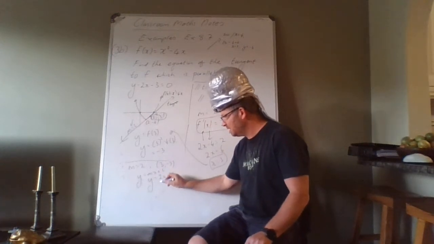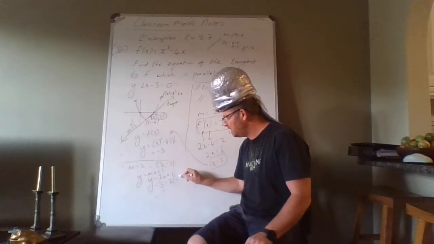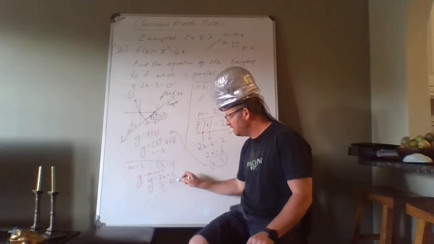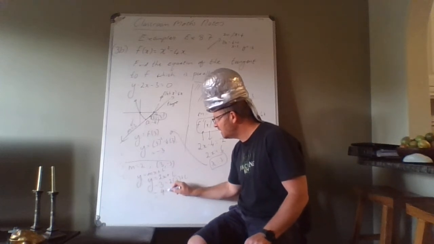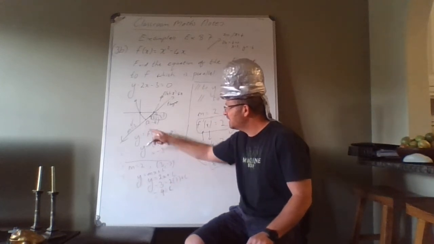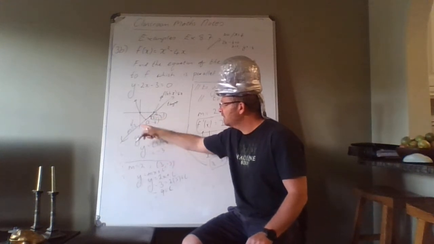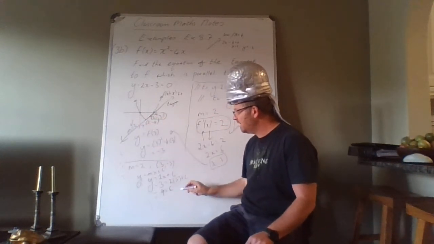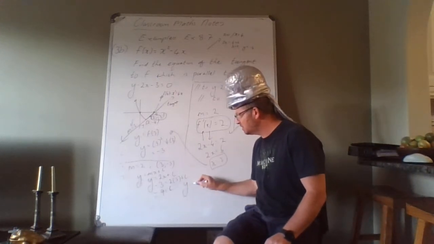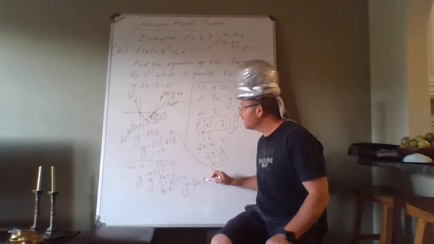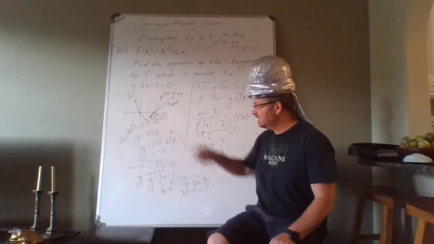To find c, I substitute in the point. Negative 3 is equal to 2 times 3 plus c. So negative 3 is equal to 6 plus c, so negative 9 is equal to c. If I had a graph, I'd check that it looks like it could be right. Not to scale, obviously, the y-intercept is negative 9. So your final answer is y is equal to 2x minus 9, the equation of the tangent that is parallel to that line.